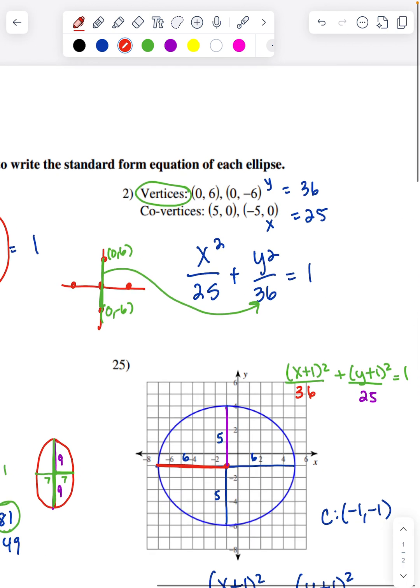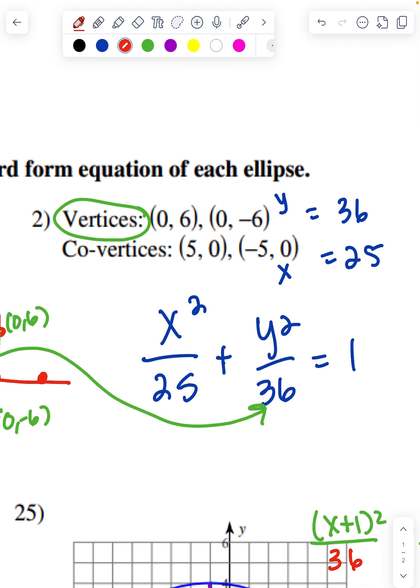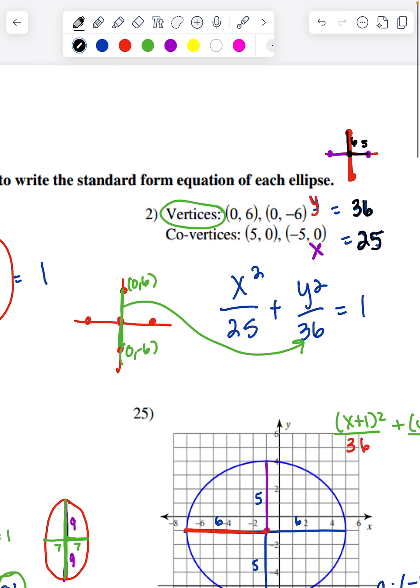Okay, same thing for number 2. When I look at my vertices and it's over 0 up 6 and over 0 down 6, this is up and down, so that's my y. When I go 5 to the right and 5 to the left, that's left and right, that's going to be your x's. Okay, so from the center, we went 6 up. 6 squared is 36. From the center, we went 5 to the right. 5 squared is 25. And you should be able to write that equation.